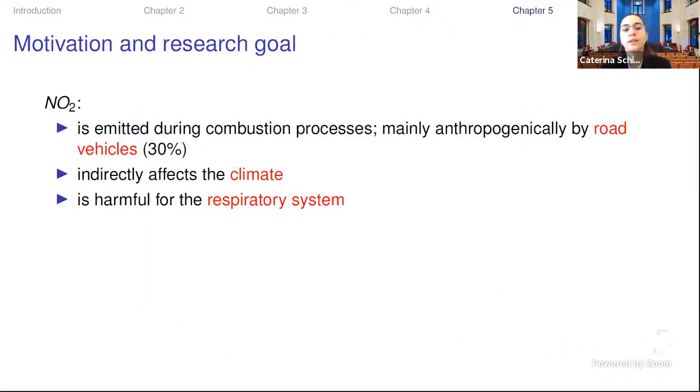NO2 is emitted during combustion processes, and these are mainly of anthropogenic nature. Vehicles are the main responsible for these emissions, and it is estimated that they are responsible for around 30% of them. NO2 can indirectly affect the climate and directly affects the respiratory system, and it is therefore a pollutant of concern.